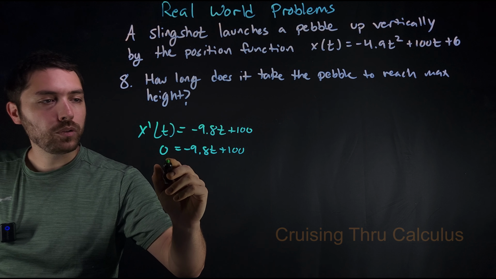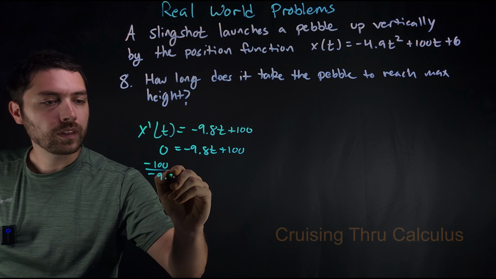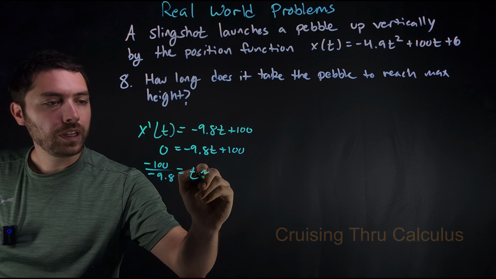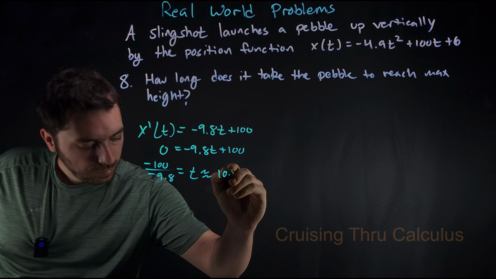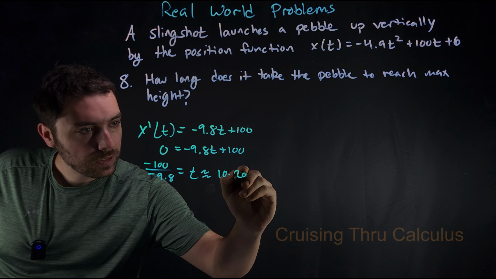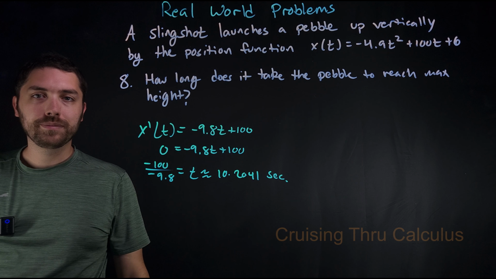Subtract 100, divide both sides by negative 9.8, and that will be our answer here. And I've already plugged this into a calculator, and I got 10.2041 seconds. And that is the answer to our first part.